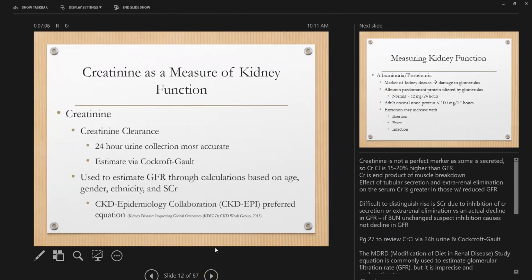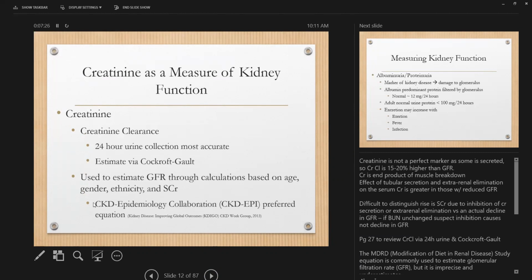So when you look at creatinine, we have this thing called creatinine clearance. A 24-hour urine collection is your best determinant of understanding how well creatinine is being cleared out of the human body. All right? We use the creatinine to actually estimate GFR.